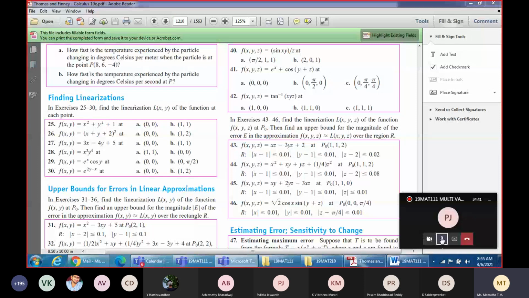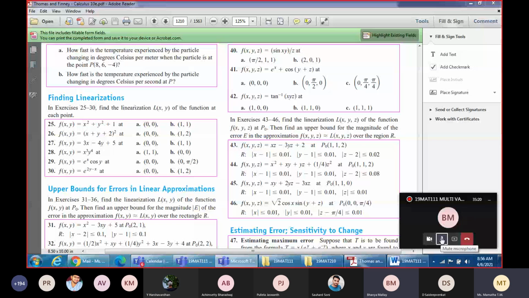Bharadwaj, completed? 3x plus 3y minus 3. How about other students? What is the linearization function you are getting for the given function? Ma'am, 3 plus 2x plus 2y. Ma'am, I got 2x plus 2y minus 1. 2x plus 2y minus 1.